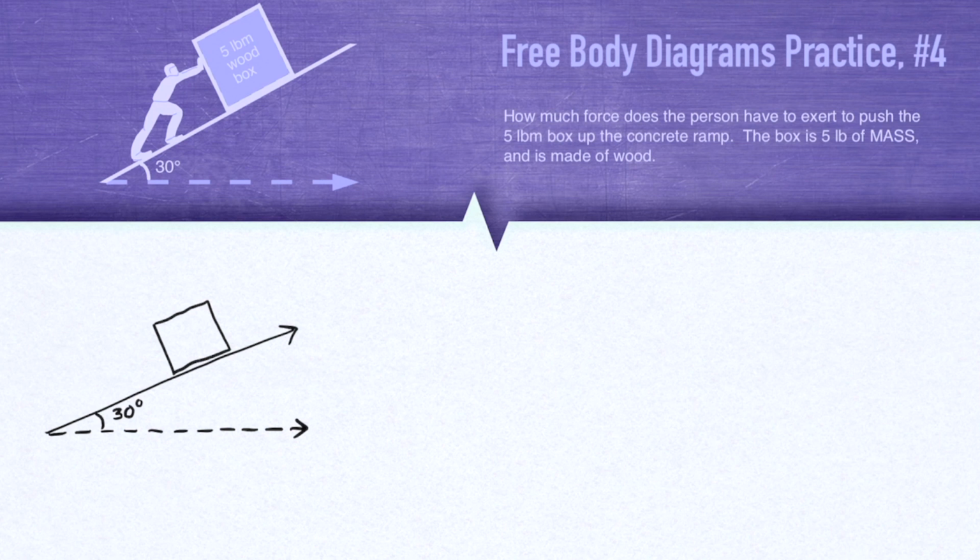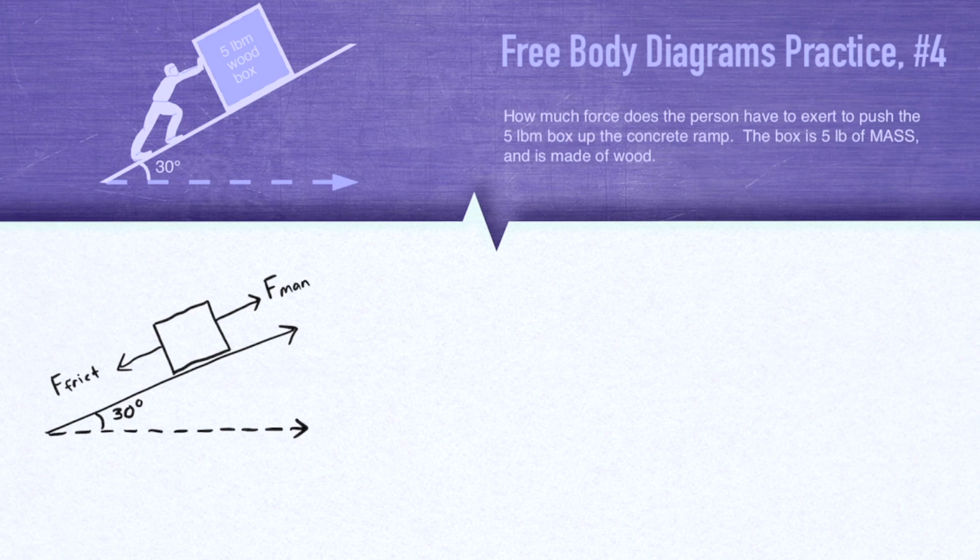So the first thing I'm going to do is draw the vector, the force of the man pushing the box up the ramp. So I'm going to label it F man. And then when the man pushes the box in one direction, the opposite direction is going to be the force of friction, which will oppose the man pushing the box up the ramp.